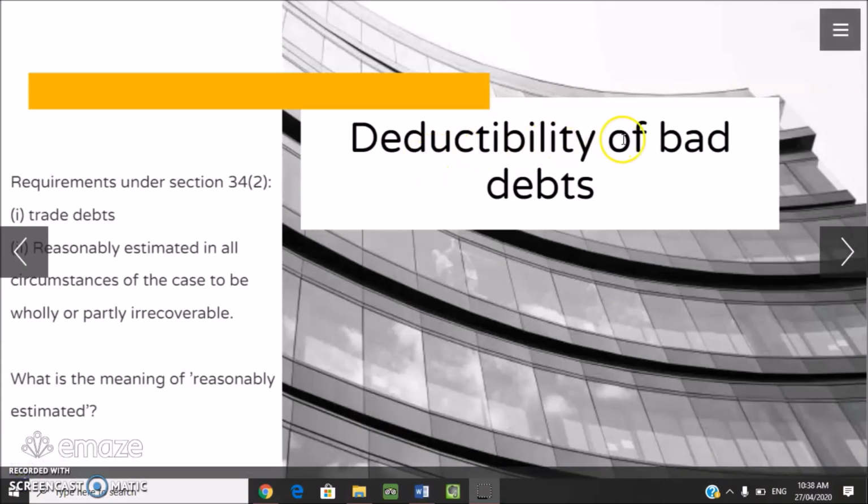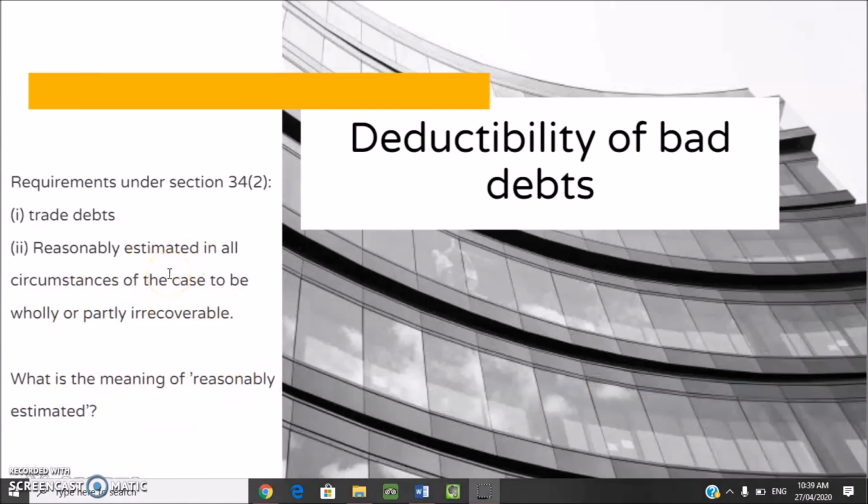Next, deductibility of bad debts. Requirements under Section 34, Subsection 2. First, trade debts reasonably estimated in all circumstances of the case to be wholly or partly irrecoverable. What is the meaning of reasonable estimates? The debtor is insolvent, the debtor is absconded, the debtor has passed away, or the debt is statute barred.